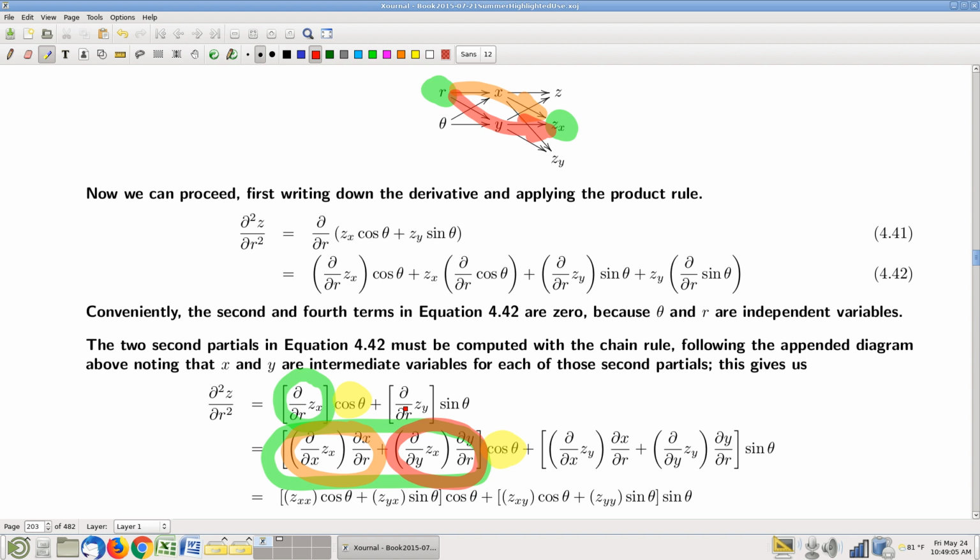So let's go by way of x. The partial of zx with respect to r. By way of x, we're going to have the partial of zx with respect to x, and then the partial of x with respect to r. So this orange path gives me this orange term of two factors. The red path gives me this red term, again with two factors.